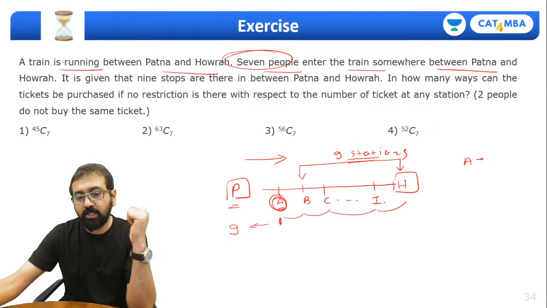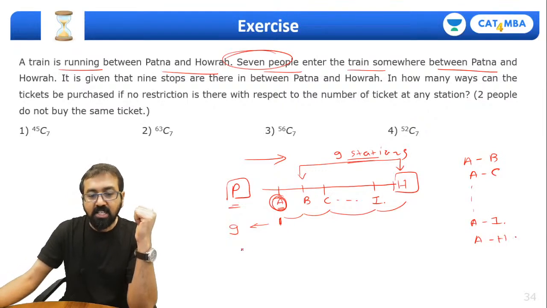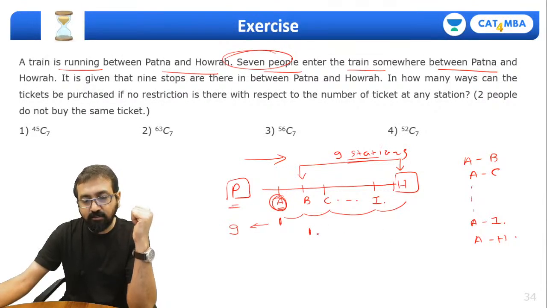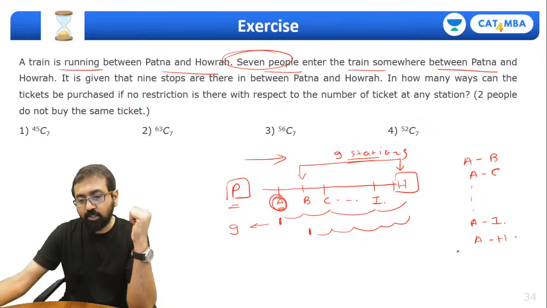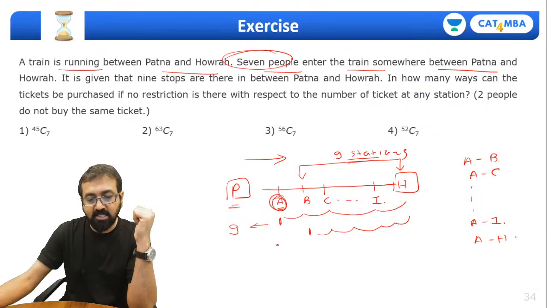Which are those 9 tickets? Once again, A to B, A to C, up to A to I, and then A to H. Same way, the one who boarded over here will purchase 8 tickets from here to here, and so on and so forth. So he can purchase 8 tickets. Same way, the person who boarded at the 9th station over here will purchase 1 ticket.